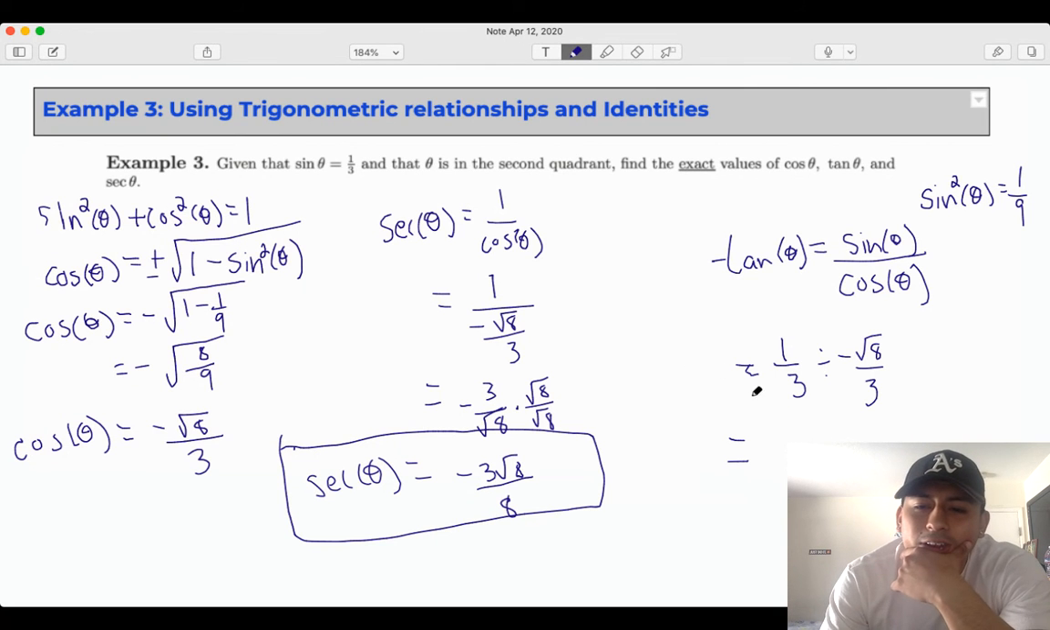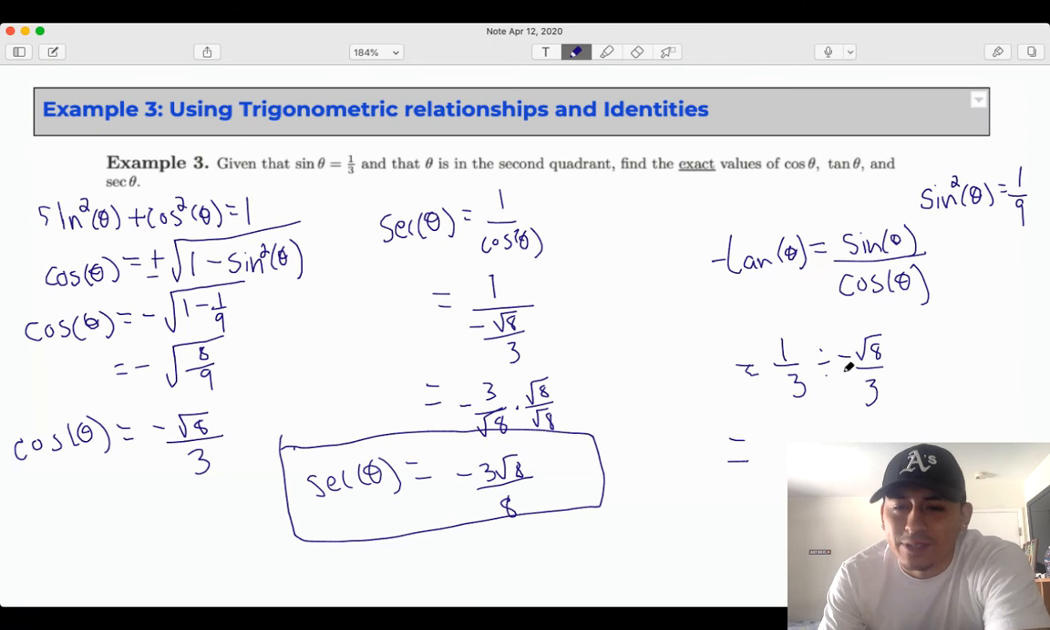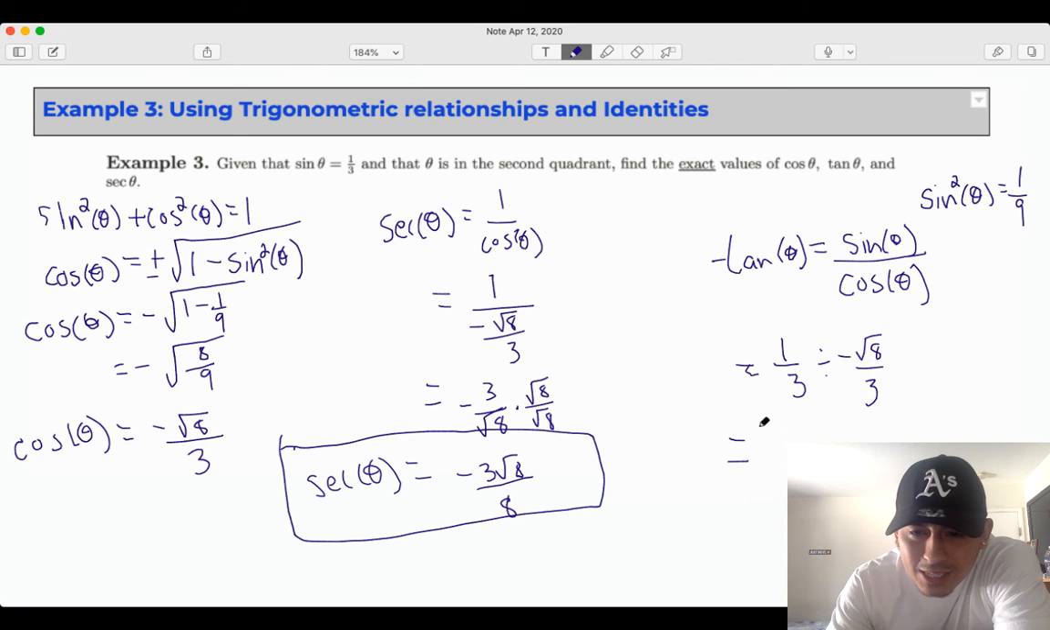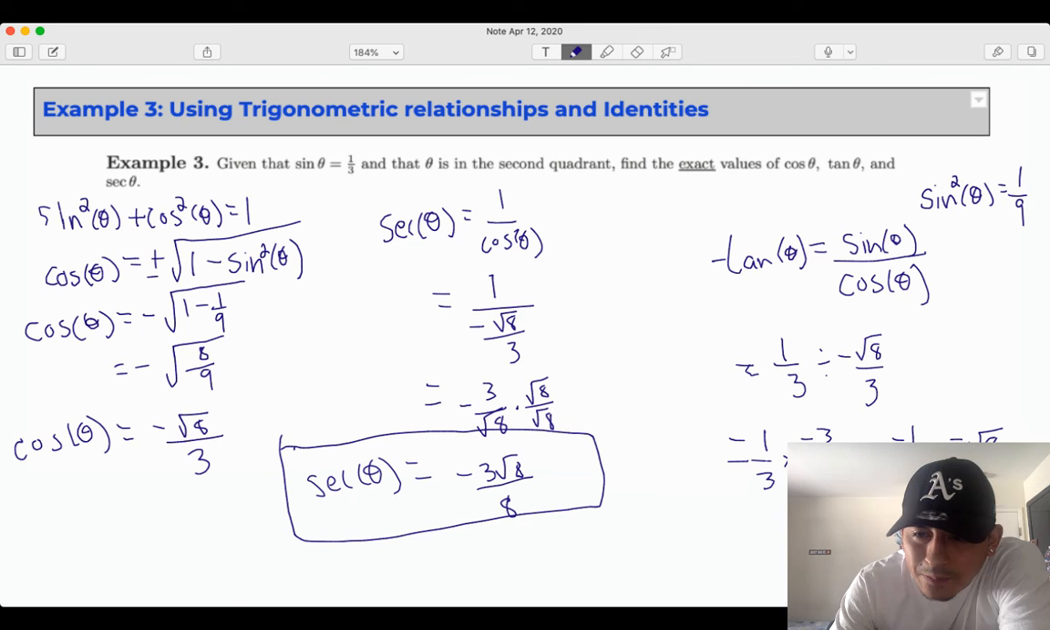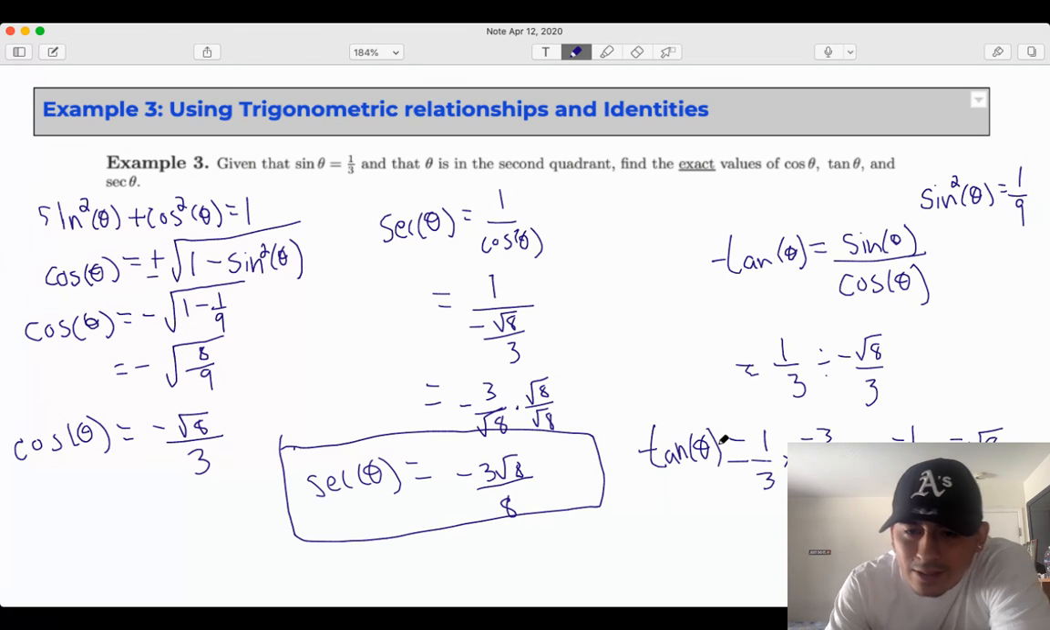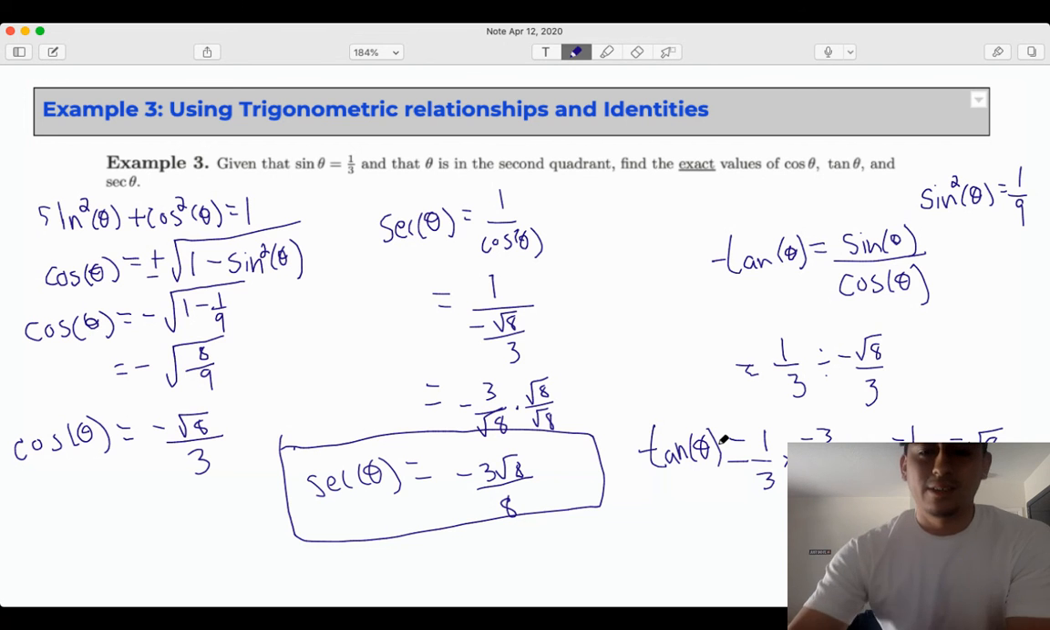When I divide two fractions, I can take the reciprocal of the second one and turn this into multiplication. So I'm going to get 1/3 times negative 3 over the square root of 8. At the end, I'm going to get negative 1 divided by the square root of 8. But remember, we don't like having radicals in our denominator. So at the very end, this is going to be negative square root of 8 divided by 8. And that is what tangent of theta is equal to.